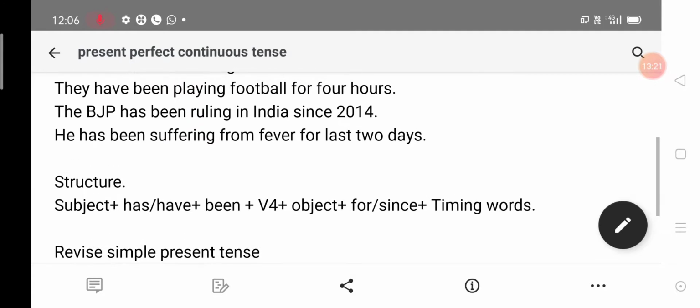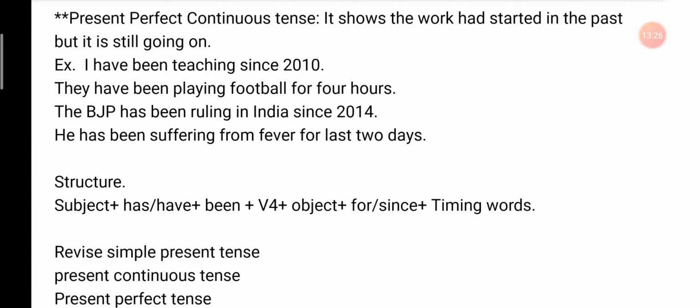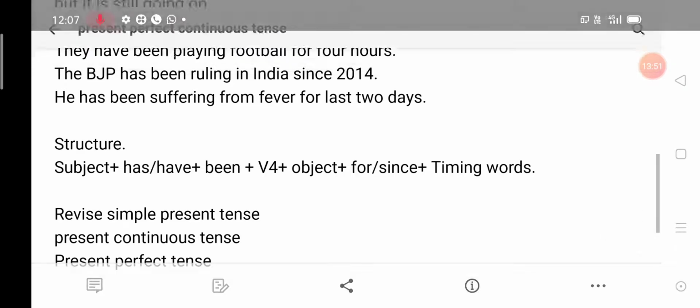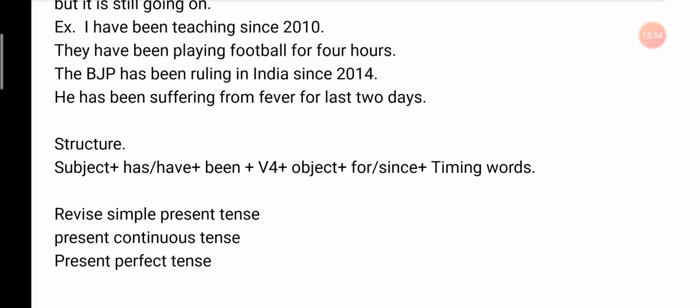See the example. In present perfect continuous tense, for or since plus a timing word is given. I have been teaching since 2010. I is followed by have, have is followed by been, and been is followed by verb plus ing, plus since plus timing word. They have been playing football for 4 hours. The BJP has been ruling in India since 2010.